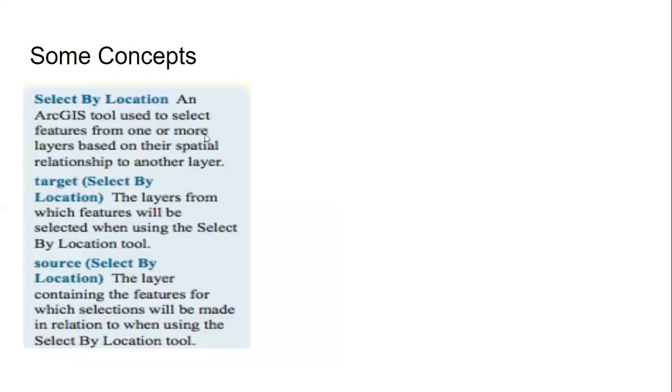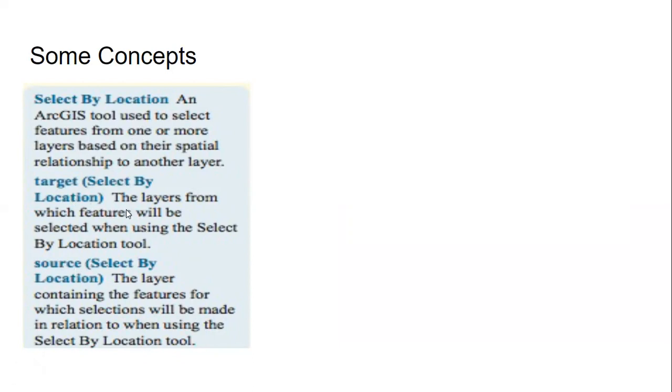Next, when you want to know which is close to you in some area, or how many airports we have, we're going to use a tool called Select by Location. Later in this class, we're going to introduce how to use it. This is an ArcGIS tool used to select features from one or more layers based on their spatial relationship to another layer. Inside this tool, when you do the setting, we have two concepts: the target and the source.